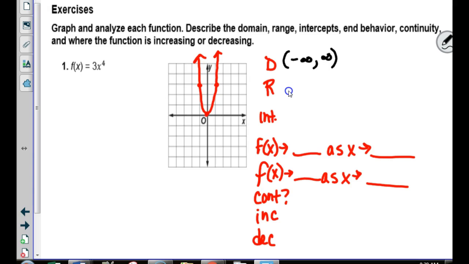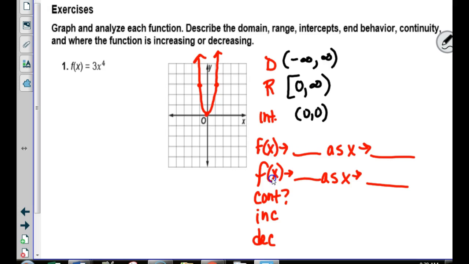Got it? Range, guys. Range will help if you look at the graph. What's happening with the range? Lowest to highest. Okay, 0 to infinity, but I need a square bracket. It hits 0. The intercept, only place it crosses either axis is 0, 0. All right.